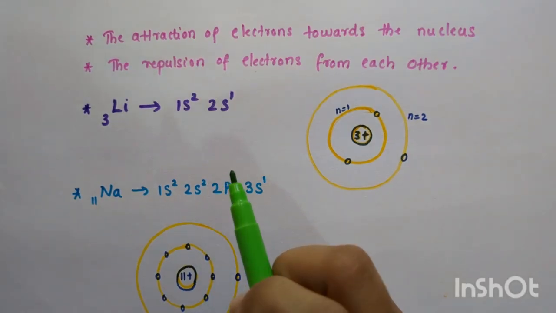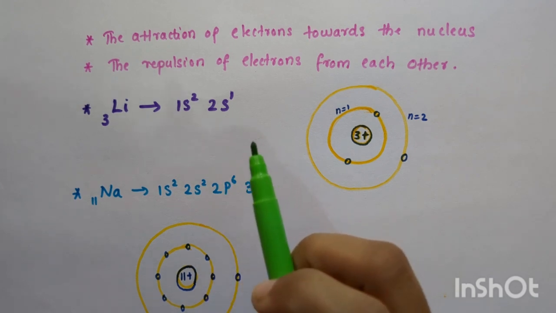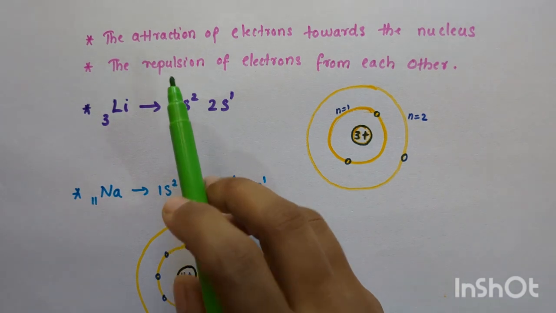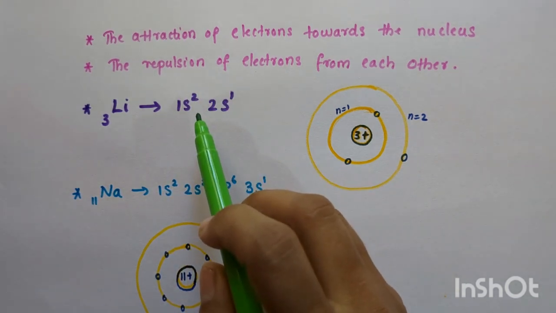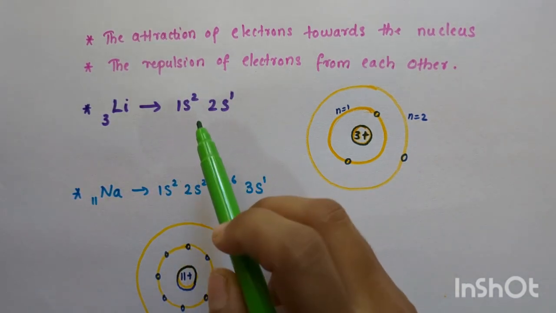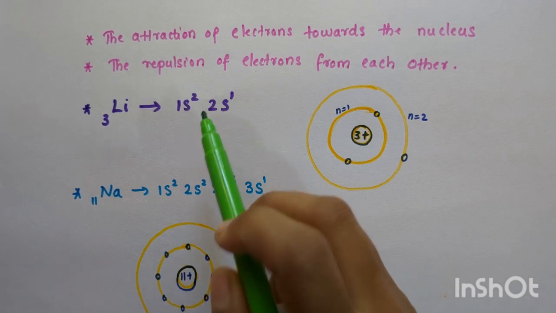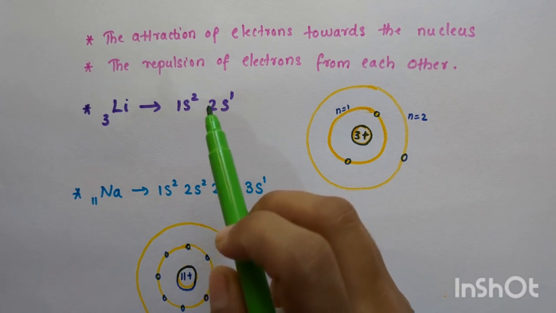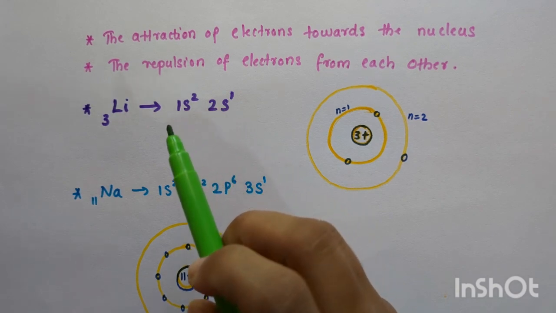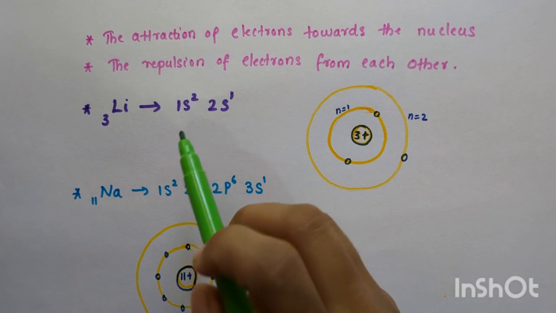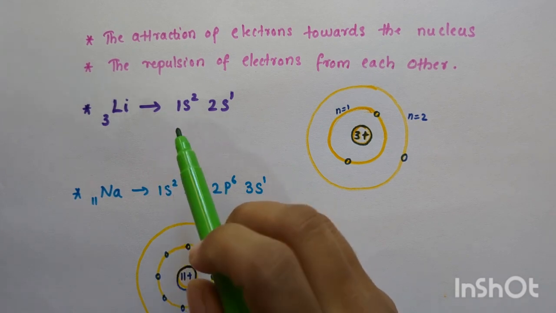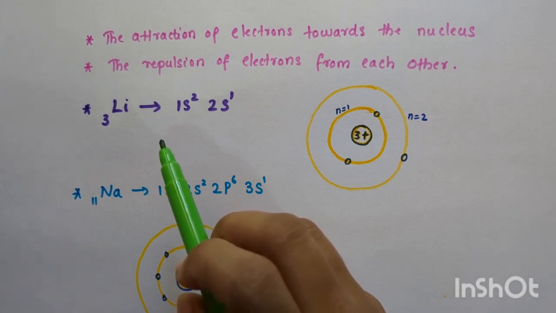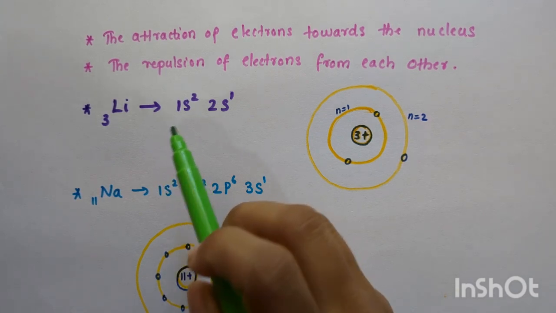So to understand these trends, we have to consider two factors: the attraction of electrons towards the nucleus and the repulsion of electrons from each other. The effective nuclear charge experienced by the valence electron in an atom will be less than the actual charge on the nucleus because of the shielding or screening of the valence electron from the nucleus by the intervening core electrons. We have already discussed the screening or shielding effect in detail in our previous video.